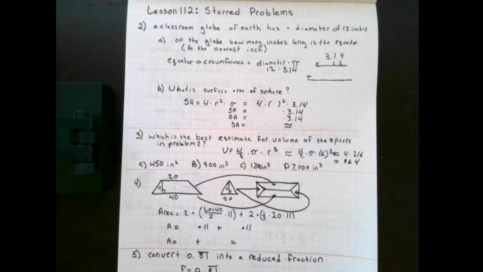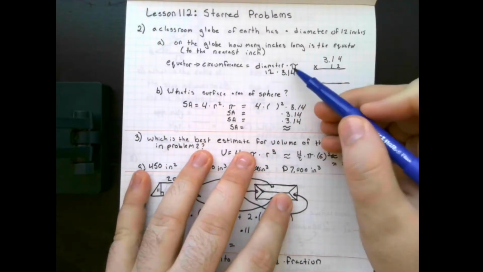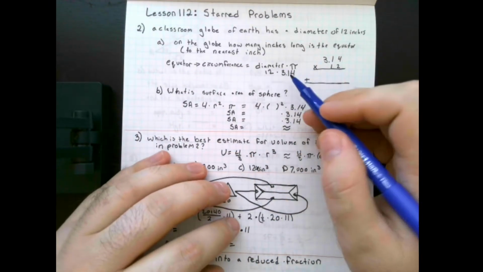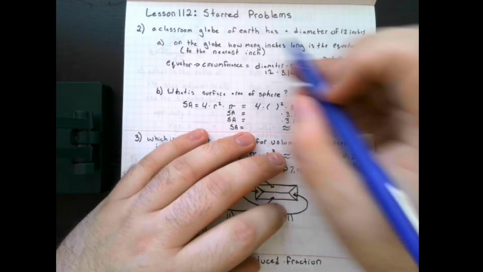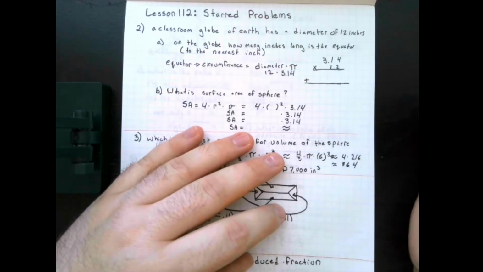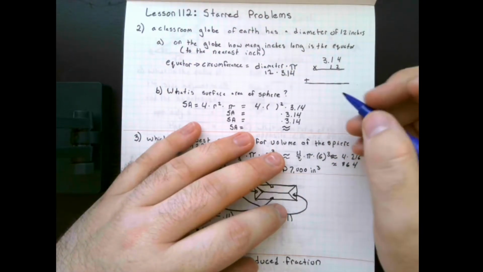as the globe does. Now, the diameter of the globe is 12, and the formula for circumference is diameter times pi. So we're going to do 12 times 3.14. The reason we're not just saying 12 pi is because it says to the nearest inch, and if we're going to estimate, we have to find an exact answer first.